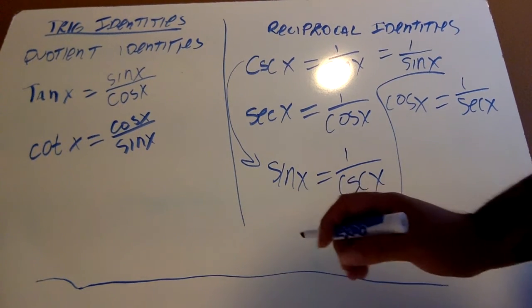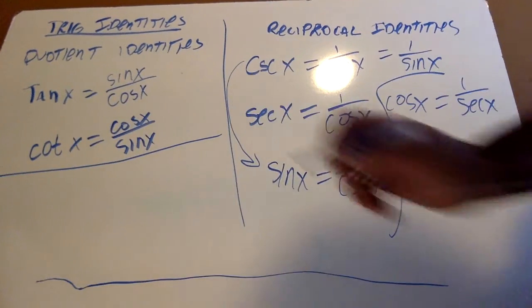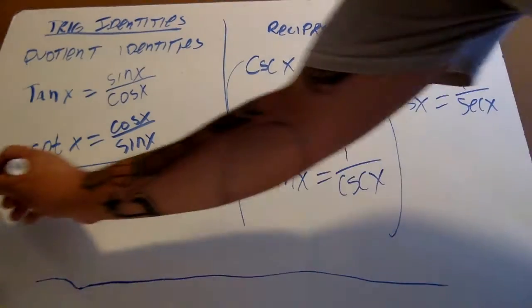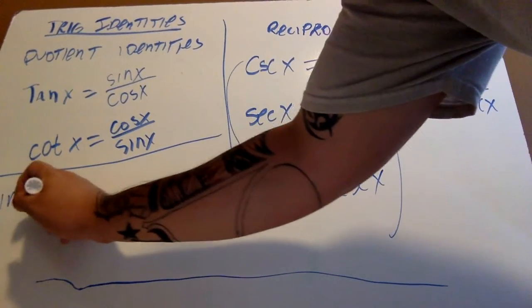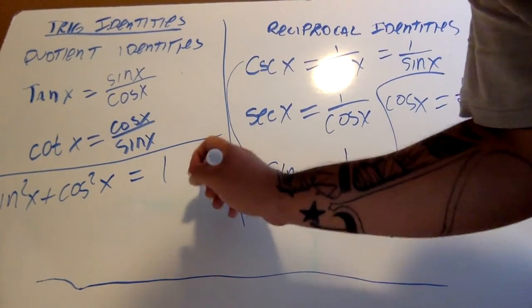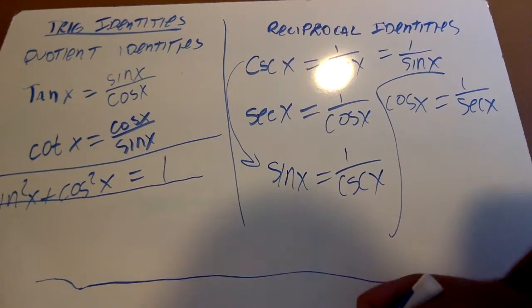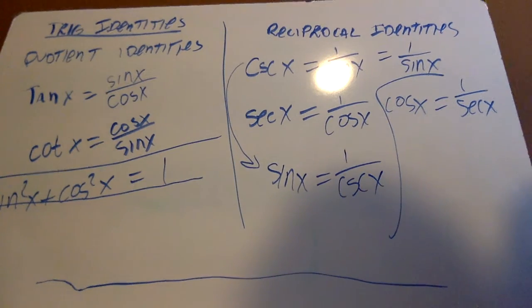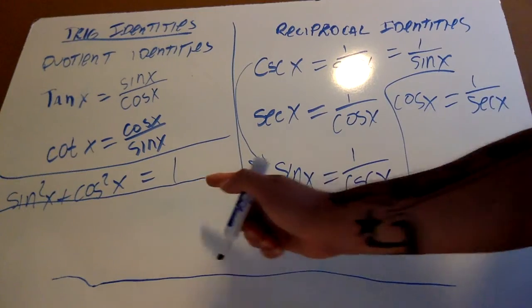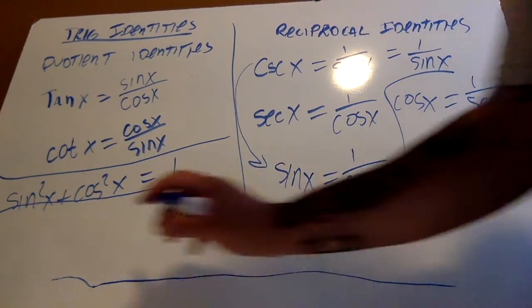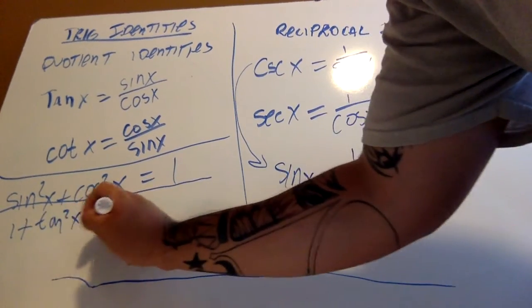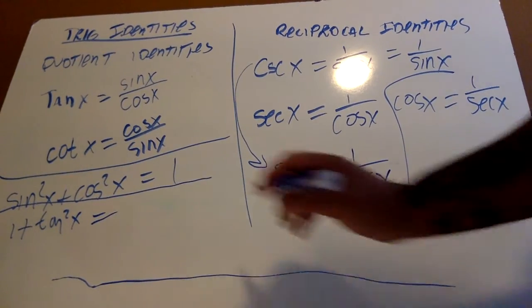Okay, the other ones, let me talk about this one. These are the Pythagorean identities. The first one is gonna be sine squared x plus cosine squared x is equal to 1. So sine squared x plus cosine squared x equals 1. The other one we have is 1 plus tangent squared x is equal to secant squared x.